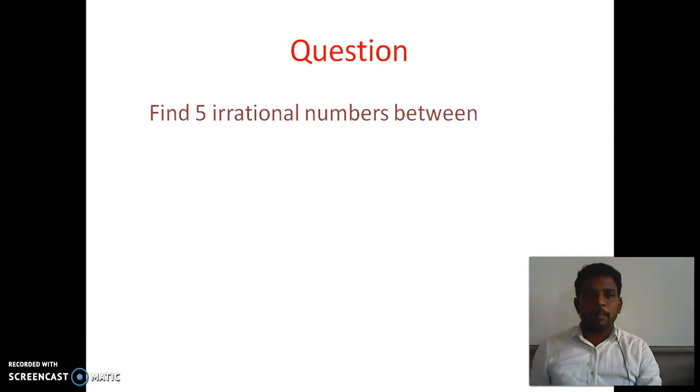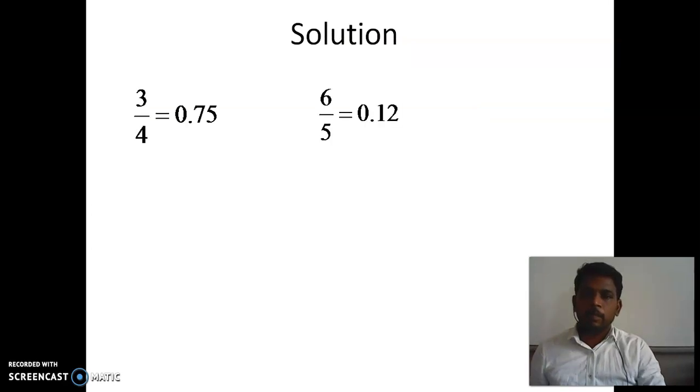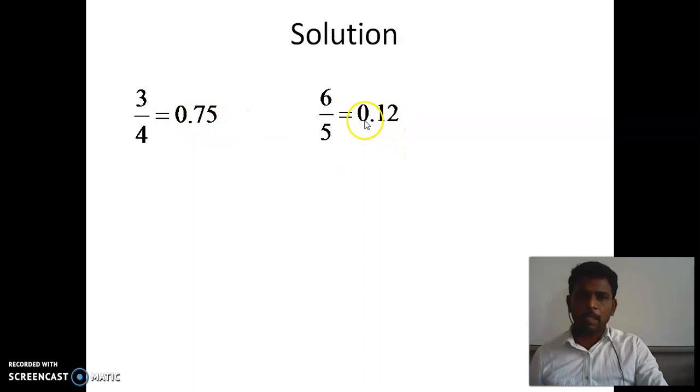Okay. Now next example. Find 5 irrational numbers between 3 by 4 and 6 by 5. That is the next example. So what is the first step? First you are going to find the decimal expansion of both of the rational numbers. So 0.75 and 1.2, they are the decimal expansions of these two numbers. Now we are going to find the numbers between these two. So here the minimum number is 1.2 and the maximum 1.75.